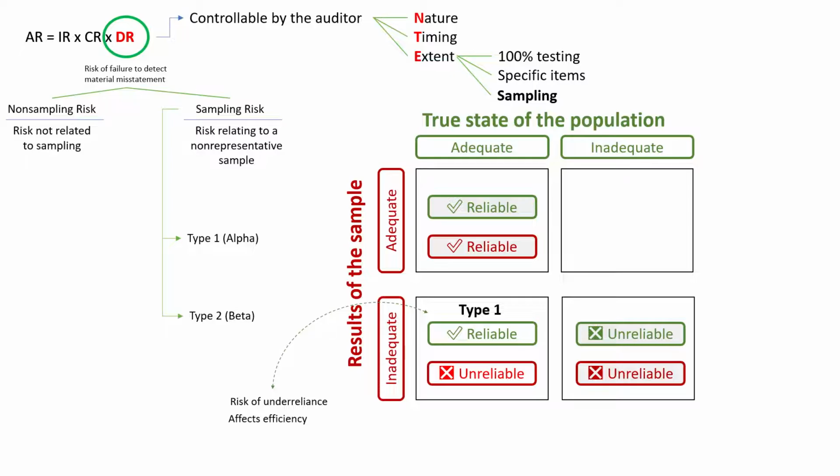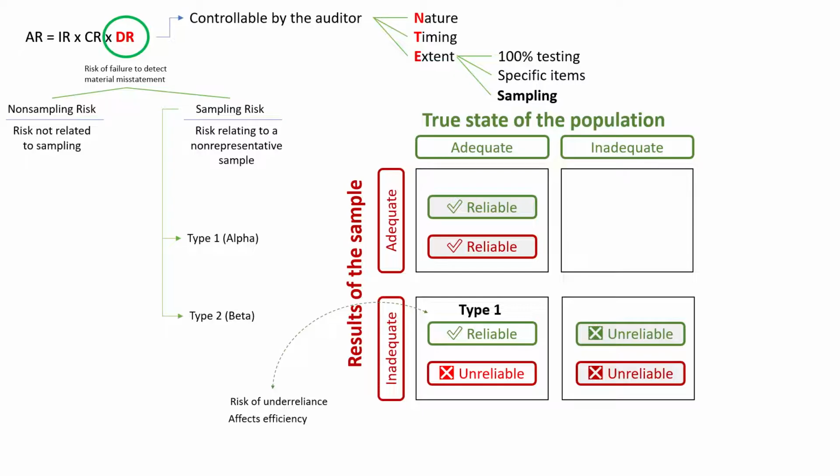Had we known the truth that the controls were reliable, we should have just tested the controls, performed less extensive substantive testing, and finished the audit early. But because of sampling risk, we had the risk of under reliance, and therefore this has affected our audit efficiency. This is your type 1 risk.